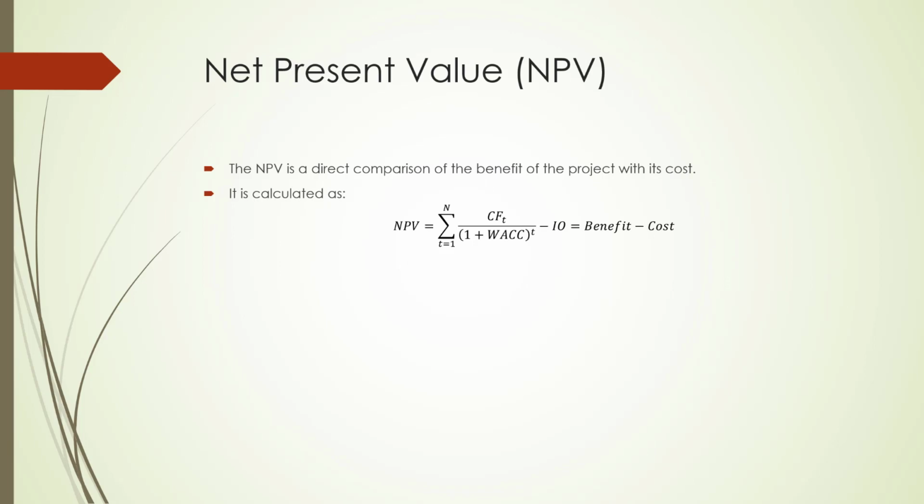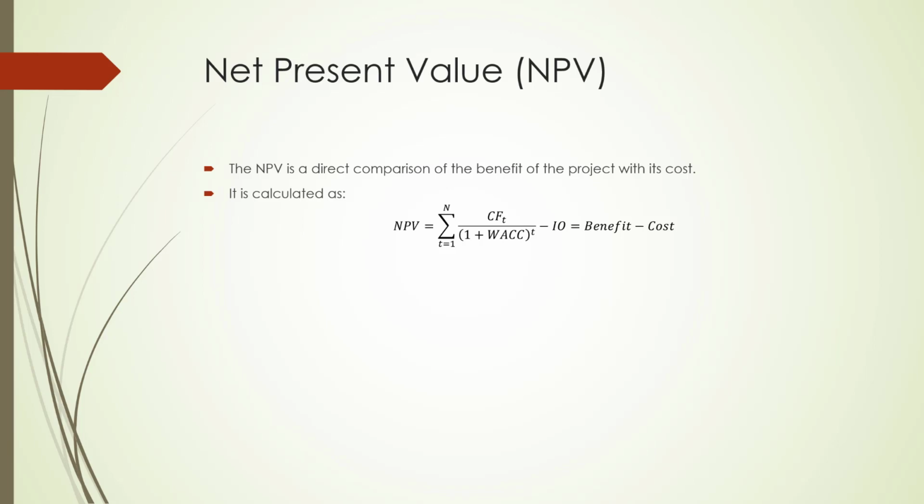Now, of all of the techniques that we're going to talk about, net present value, or NPV as we usually call it, is the best of them all. The NPV is a direct comparison of the benefit, defined as the present value of the cash flows, to the cost of the investment. And again, it's very simple. If the benefit exceeds the cost, we should accept the investment. So here in the formula, you can see the first term is the present value of the expected future cash flows, and the IO is the initial outlay. That's the cost of the investment.